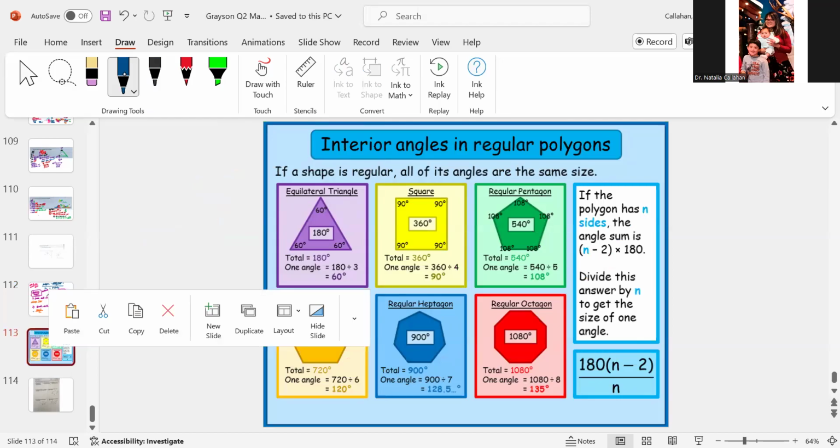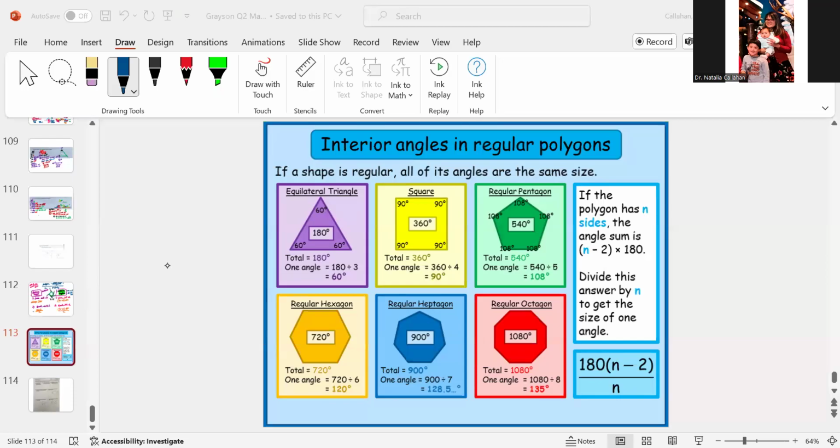Now what I want you to do is take a look at this. What are the shapes that you see here? Triangle, square, pentagon, hexagon, heptagon, octagon. We started with triangles. We know the sum of the interior angles of a triangle is how much? 180, right? With a rectangle, a quadrilateral, a rhombus, what is the sum of the interior angles?